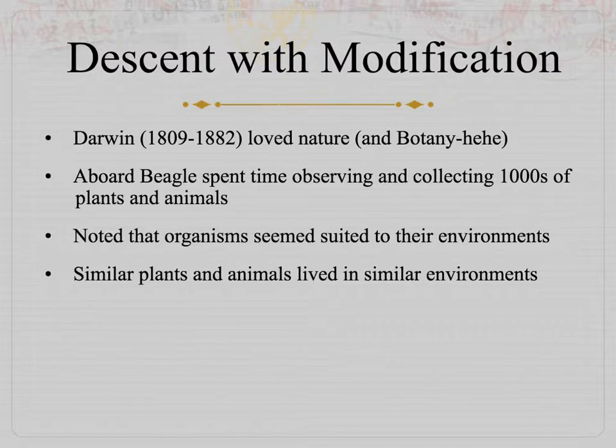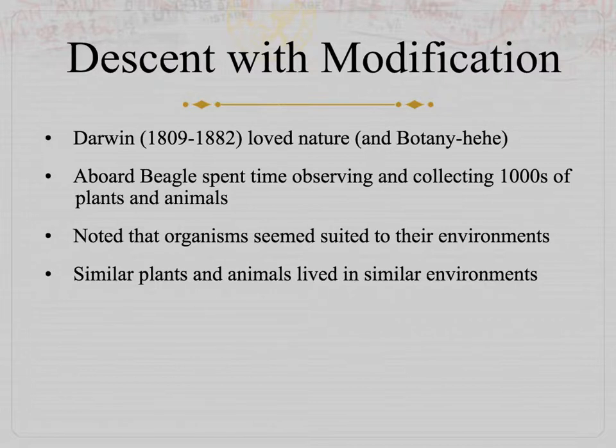Darwin was born in 1809, the same year that Lamarck put out his hypothesis on acquired characteristics, and he lived until 1882. He loved nature, and especially botany, for those of you who do like plants. I know some of you don't. But he was born to a physician, and that's what he wanted his son to do. But Darwin was not cut out for that, and he knew that.